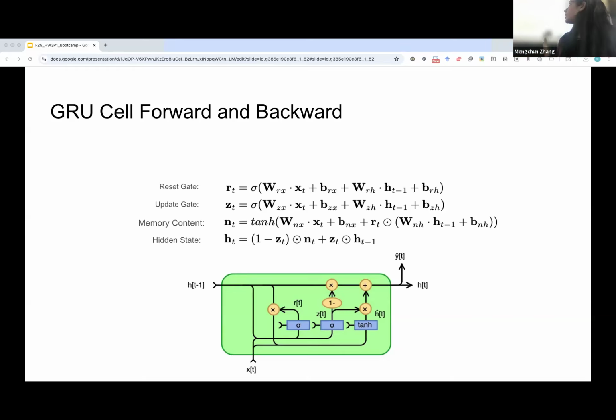So these are the 4 equations that you compute in GRUs, and these 4 equations basically represent the reset gate, the update gate, the memory content, and the hidden state computation. This section would take a lot of time because it involves a lot of derivative calculations.